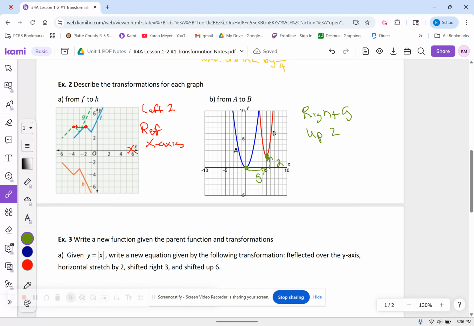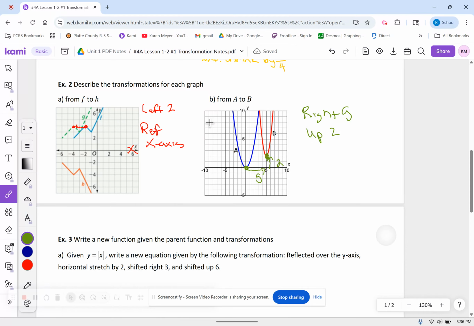Okay, now I do notice that the shape has changed. If you look at the letter B, how does B compare to A? So did B become more narrow or did B become wider? And hopefully you're all saying, oh, B became more narrow. So if you look up above at the top, we said there were 2 ways that your graph could become more narrow. So I don't care which one you choose.